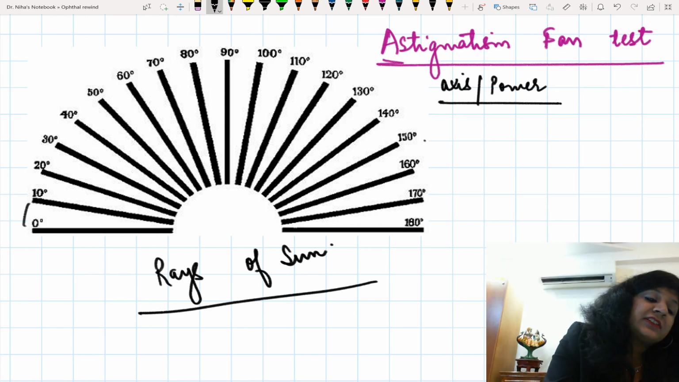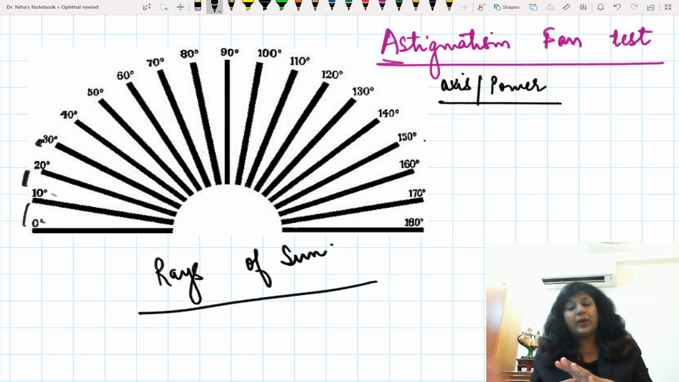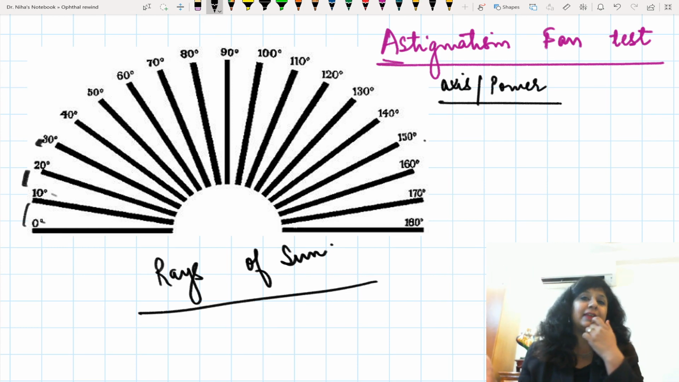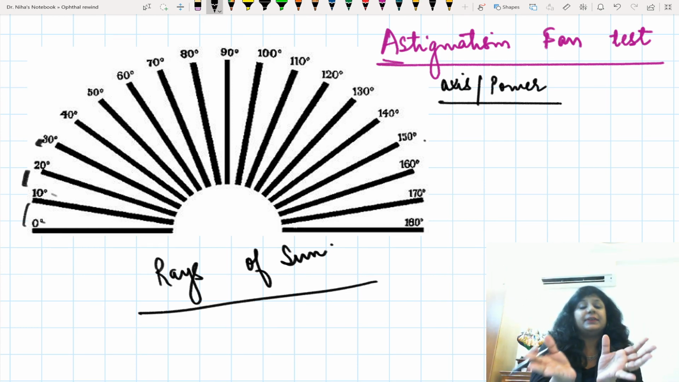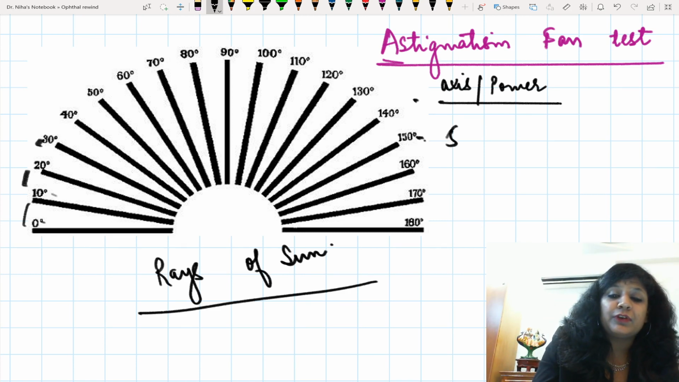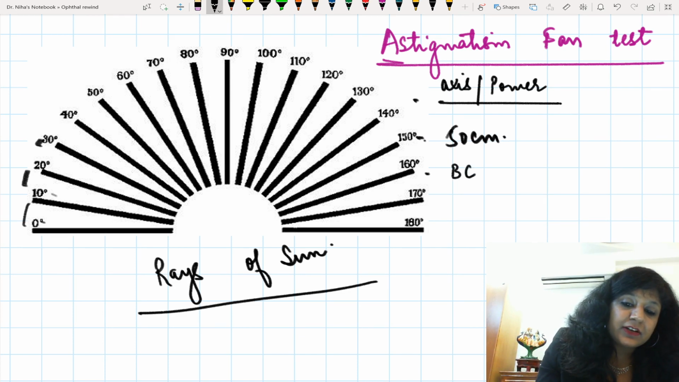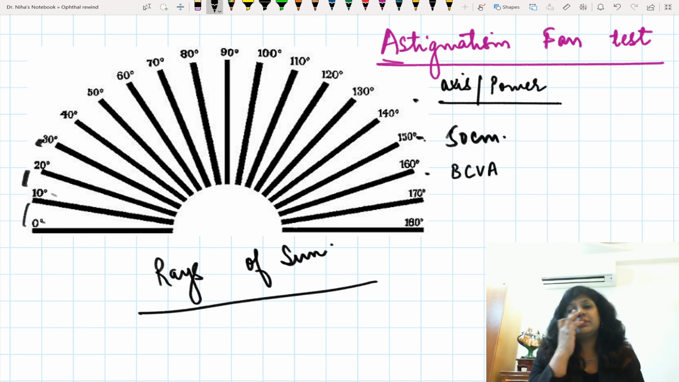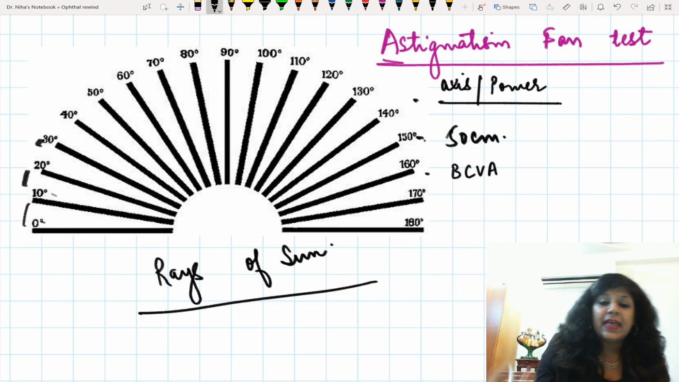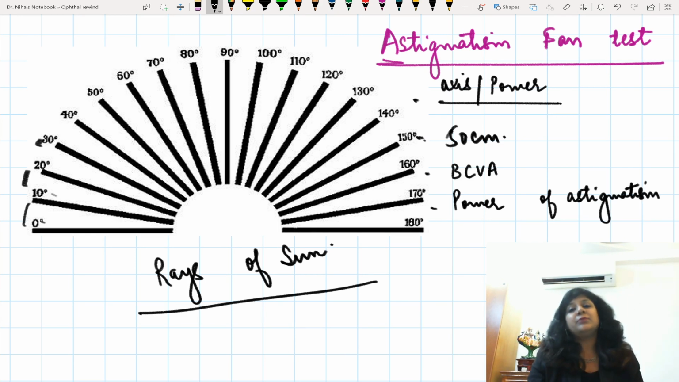And these rays are at a distance of 10 degrees. So it is from 0, 10, 20, 30, 40 and up to 180 at a difference of 10 degrees. It is flowing like a sun. So what we do, we ask the patient to see it from a distance of 50 centimeters, right? And we check the best corrected visual acuity and we take out the power of the astigmatism. Whatever you feel is the rough estimate of the power of the astigmatism, you have taken out.